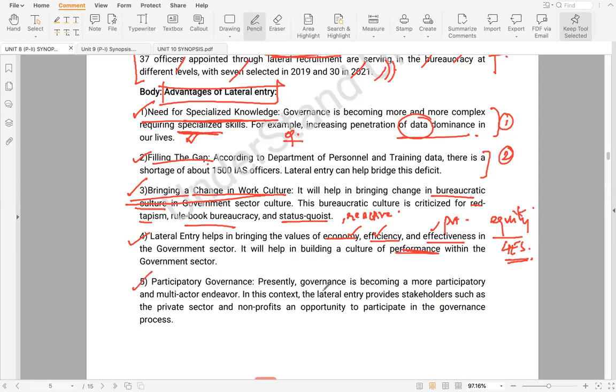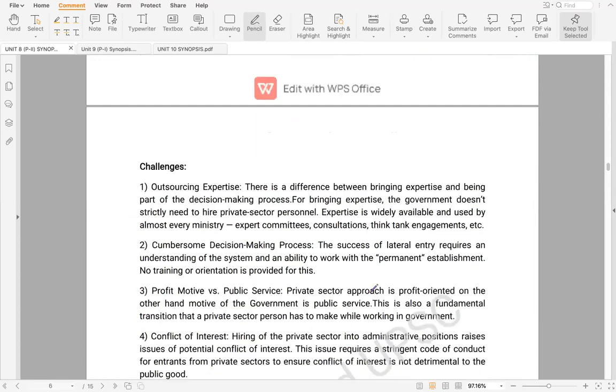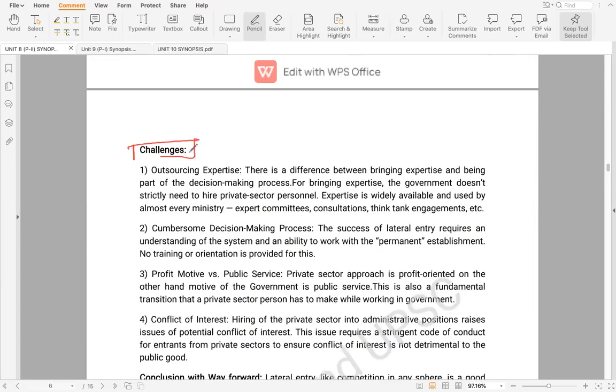Fifth, participatory governance. Presently, governance is becoming a more participatory and multi-actor endeavor. In this context, you can talk about new public service, new public governance paradigm, etc. In this context, the lateral entry provides stakeholders such as the private sector and non-profits an opportunity to participate in the governance process. So these could be the advantages. What would be the challenges of such a lateral entry scheme?